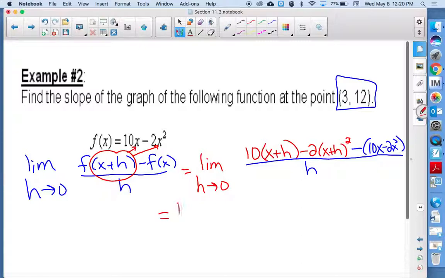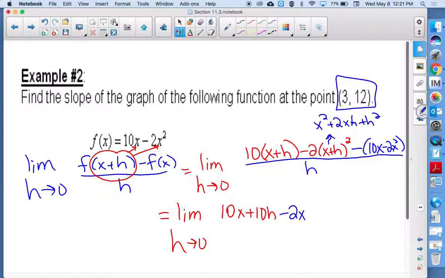And then Katie was giving me the next step where they're distributed through. So she said 10x plus 10h. FOIL first, then distribute. So Katie, if you FOIL x plus h squared, that gives you x squared plus 2xh plus h squared. And multiply that all by negative 2. So negative 2x squared minus 4xh minus 2h squared. And then we have a minus 10x and a plus 2x squared.